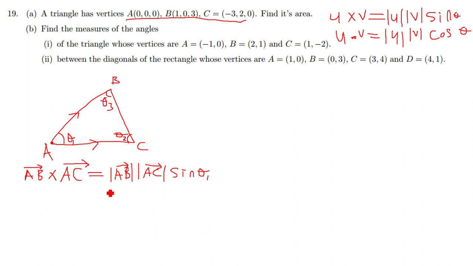Okay, so to find this angle, I'm just going to say sine theta 1 is just going to be equal to the cross product of AB and AC, then over the magnitude of AB times the magnitude of AC. So this is what you simply do.